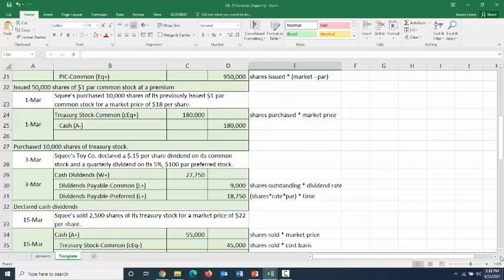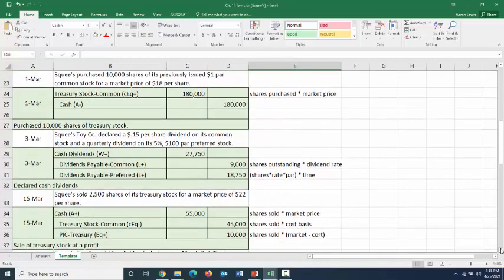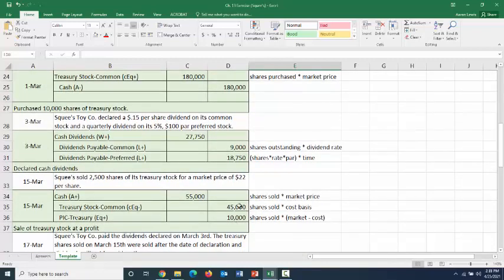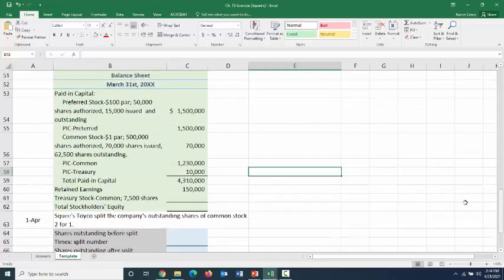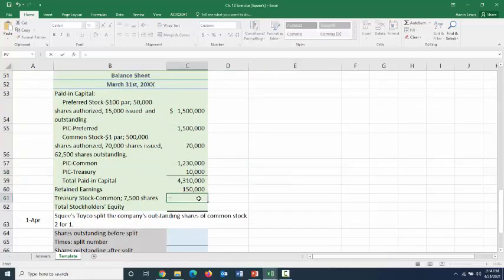And then on March 15th, if I scroll down just a smidge, we credited treasury stock common for $45,000. So what is the current balance of our treasury stock common T account at the time that we are preparing this balance sheet? Well, $180,000 minus $45,000 means that it has a $135,000 balance, and since the debit side was bigger than the credit side, it's a $135,000 debit balance. And that $135,000 debit balance is going to decrease our stockholders' equity by that amount.